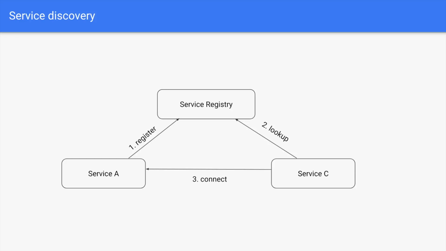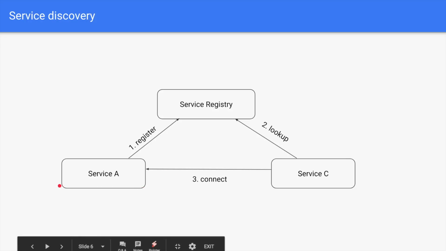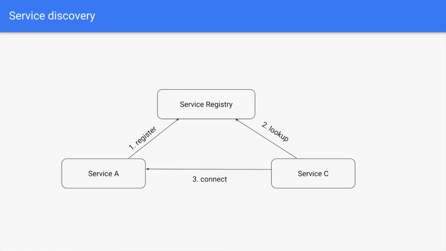Whenever there is another service which wants to talk to this service, it will look up. It'll say, hey, I want to talk to service A. Can you give me the IP address of service A? During this lookup, the service registry will give back the IP address of service A, and then service C can talk to service A. And that is what this connect represents.